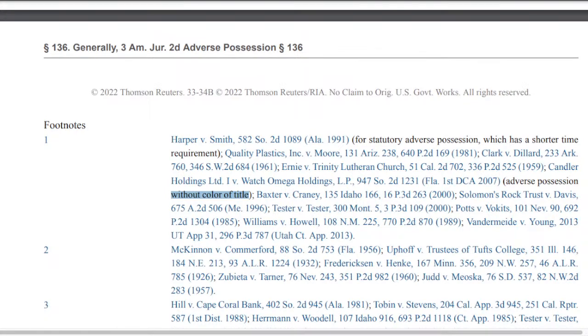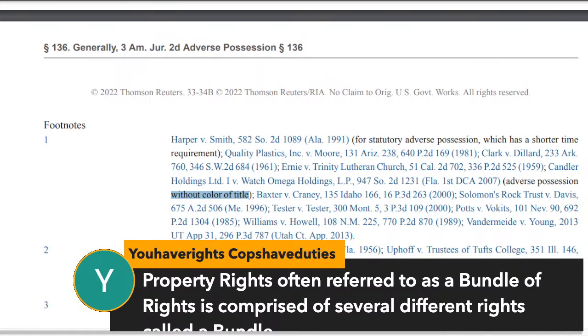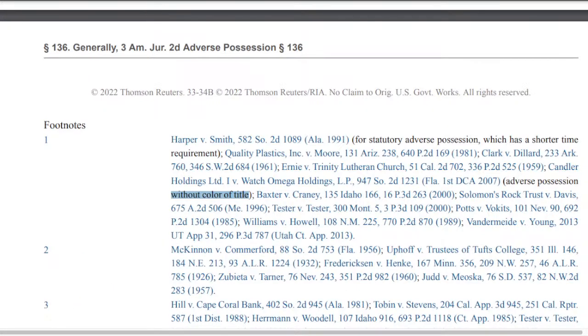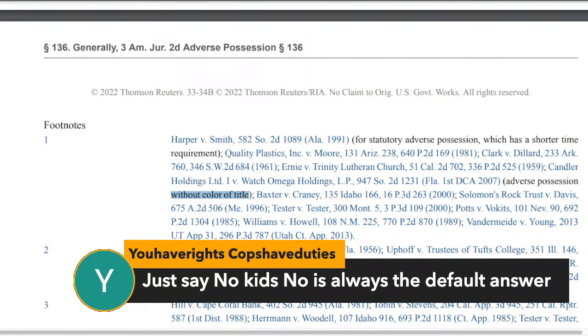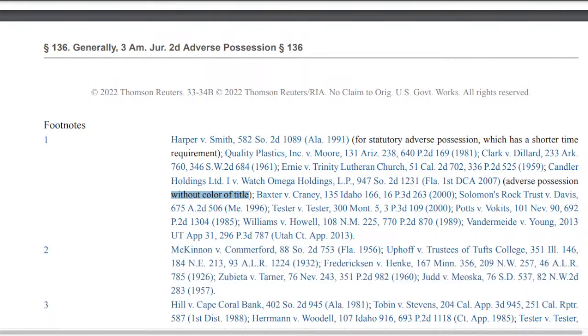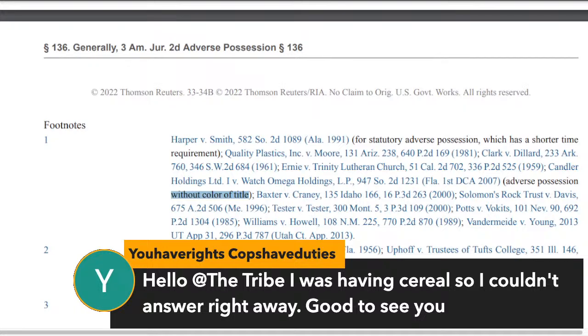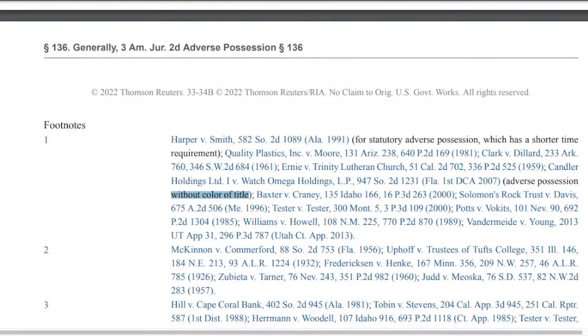No is usually the right answer on this one. Yeah, property rights often refer. Let's catch up with some of the chat here. The property rights, often referred to as a bundle of rights, is comprised of several different rights called a bundle. And yeah, that's true there. No is always defined. Yep. Oh, cool. Yeah. No, I get it. So there we go. We got pretty much a good insight there.